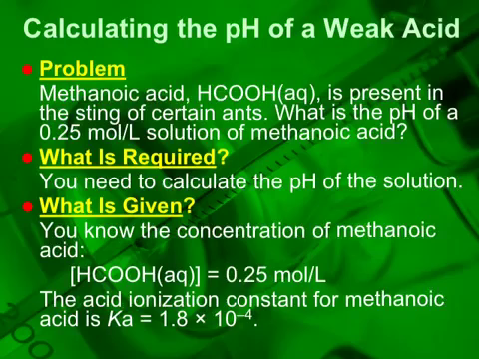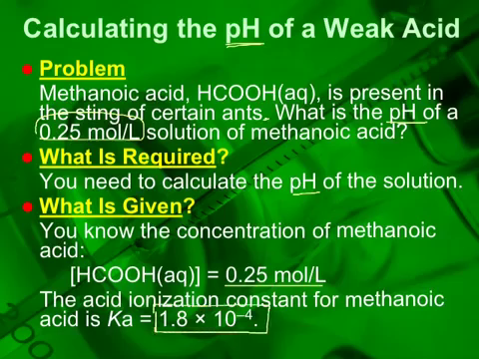A similar example is for us to calculate the pH of an acid when we're given its concentration. So here, methanoic acid is present in the sting of certain ants. What is the pH of a 0.25 mole per liter solution of methanoic acid? So we're asked to find a pH, and we're given that the concentration of the weak acid is 0.25. We can also determine, by looking at our table of acids and bases, that the Ka for methanoic acid is 1.8 times 10 to the minus 4.